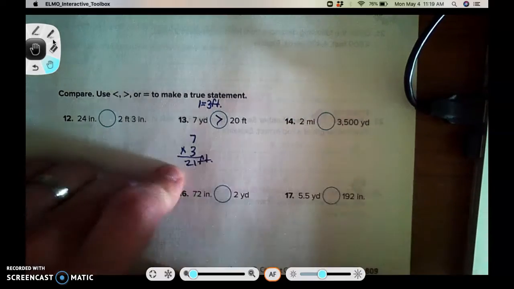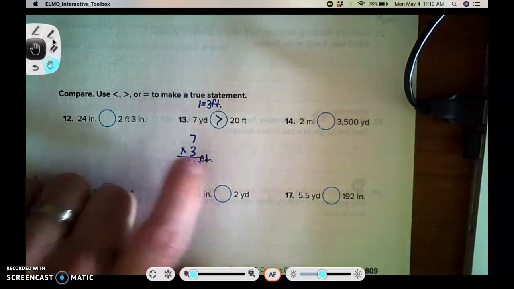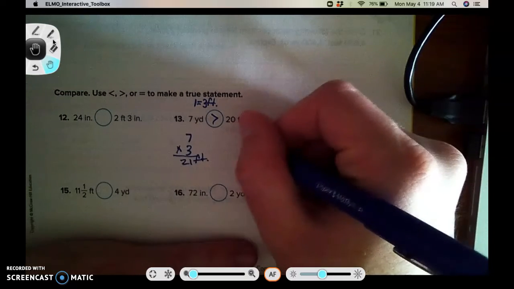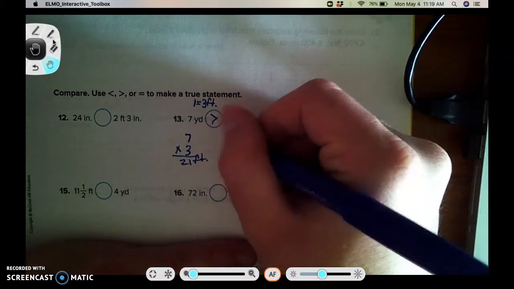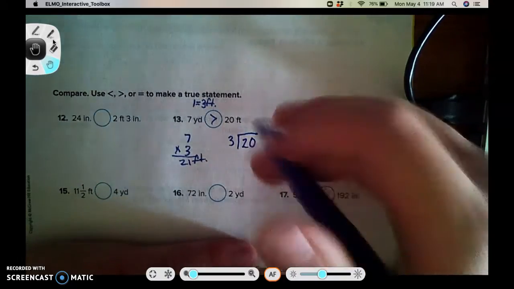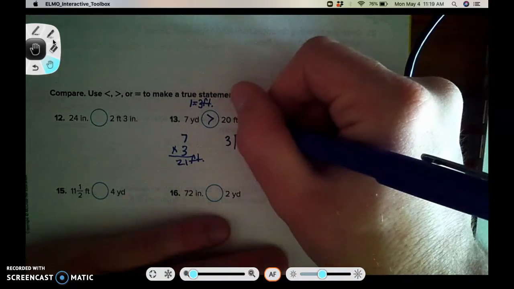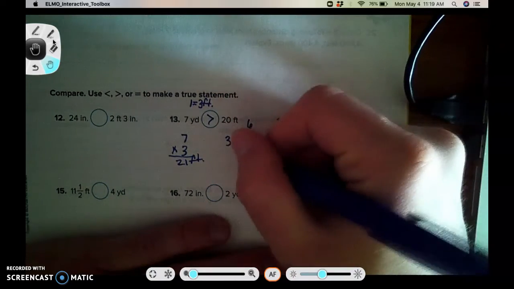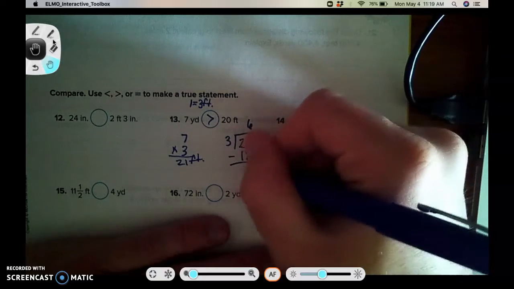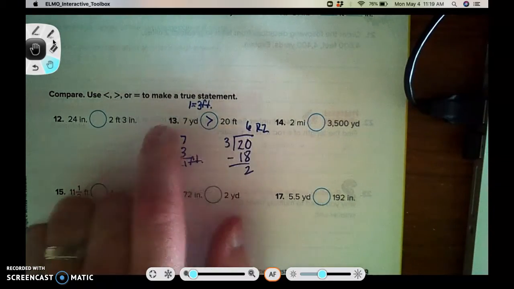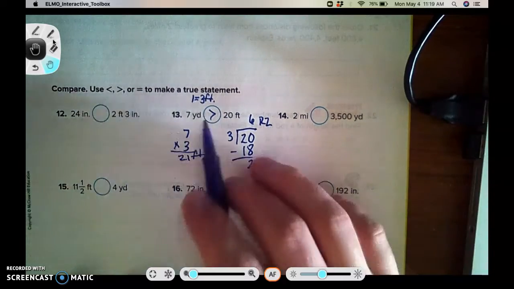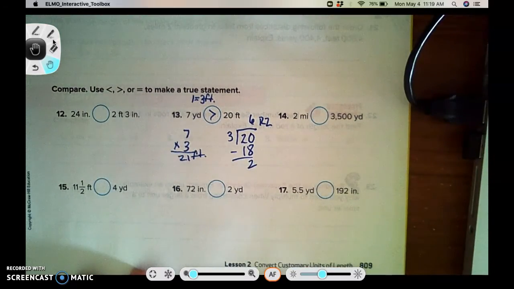That's bigger. I could do the reverse. I could take 20 feet, and I know that there are 3 feet in a yard. So I'm going to divide it by 3 feet and see how many yards I get. 6 times 3 gives me 18. Subtract, with the remainder 2. And 6 with a remainder of 2 is smaller than 7. So I know that 7 yards is longer than 20 feet.